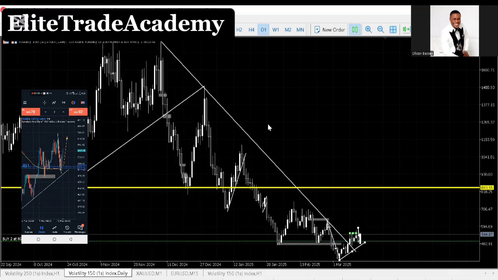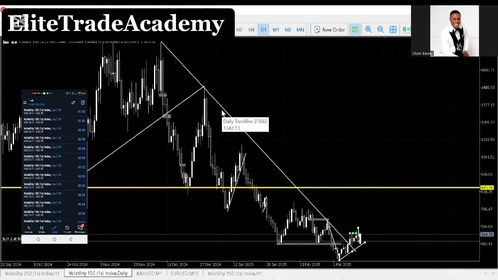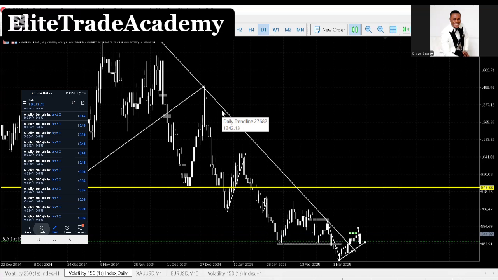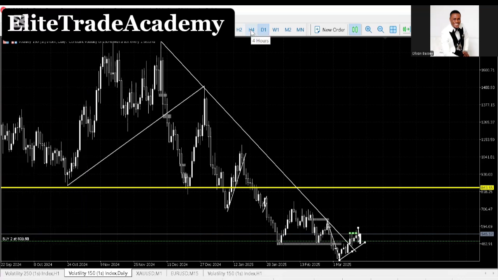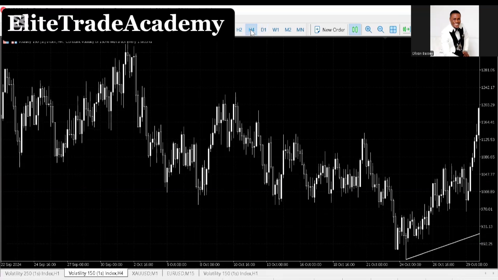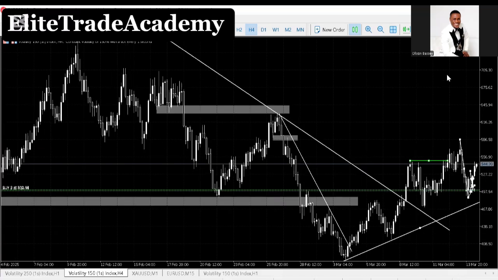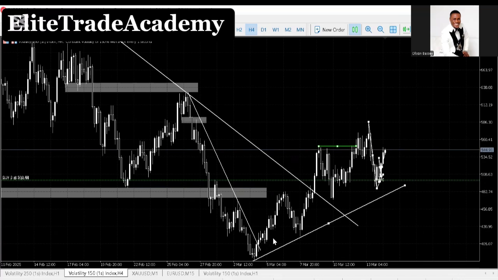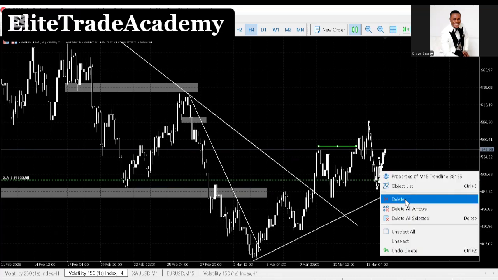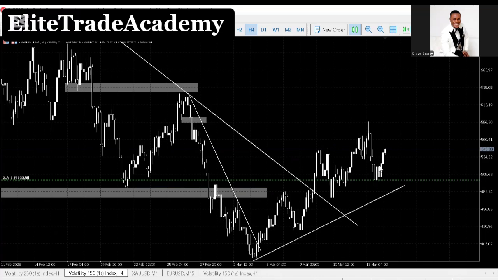On the daily time frame, you can see that this market is completely bearish, on a downtrend. But if we scale down to 4 hours to see what price is currently doing, on a 4-hour time frame you can see price is bullish. Okay, let me delete some stuff from our chart. So you can see price is completely bullish on a 4-hour, creating higher high, higher low, higher high, higher low. Let me mark it out so that you can see what I'm talking about.